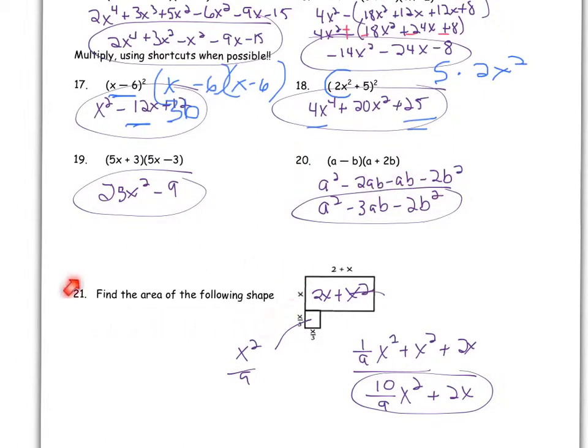21, not very difficult at all. I needed to find the area of this whole shape by finding the area of this, the area of the little one. Probably the most difficult part of this whole problem is some of you did not know how to combine this. 1/9 x squared plus x squared. X squared, that's a 1, and if you have to combine your fractions, that's like 9/9. 9/9 is the same as 1, so 9/9 plus 1/9 is 10/9.